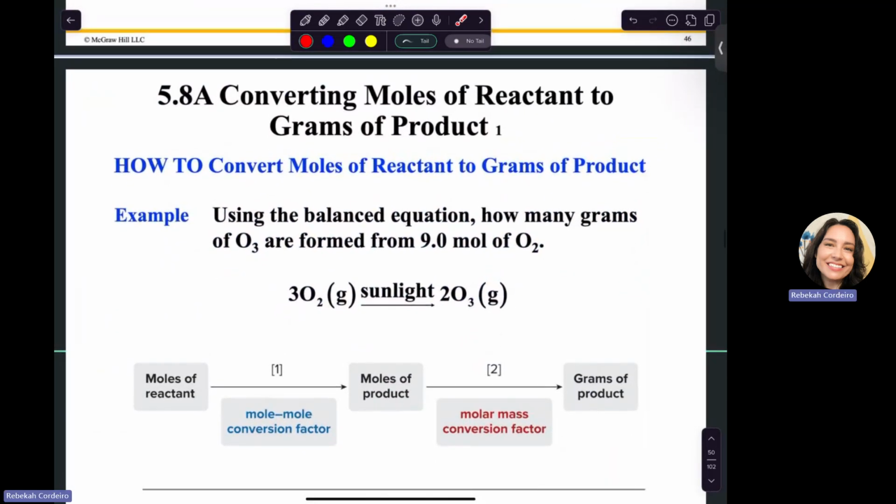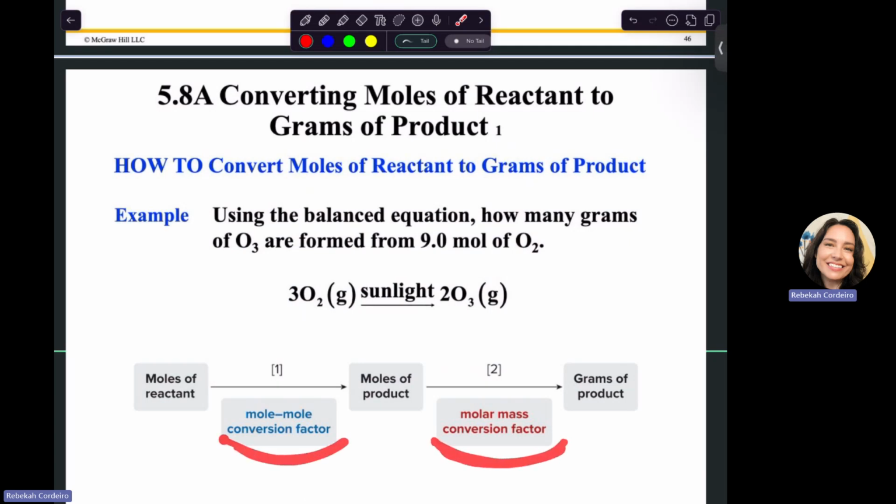So let's say if we wanted to go to grams of products, and now we can think about adding these things on. And so we'll use molar masses if we're interested in finding grams or converting from grams. We use mole to mole conversions if we're interested in changing substances. So try this one. If we start with 9 moles of O2, how many grams of O3 would that be? So pause and try it.